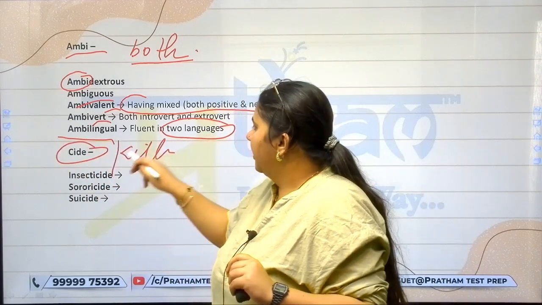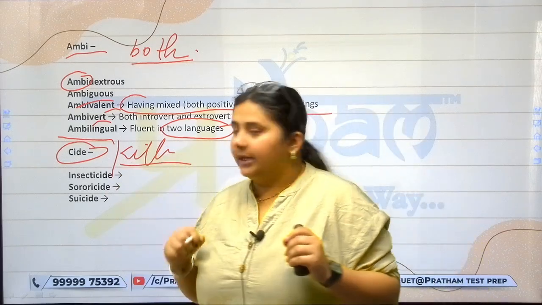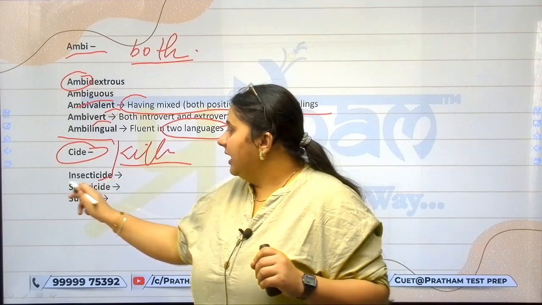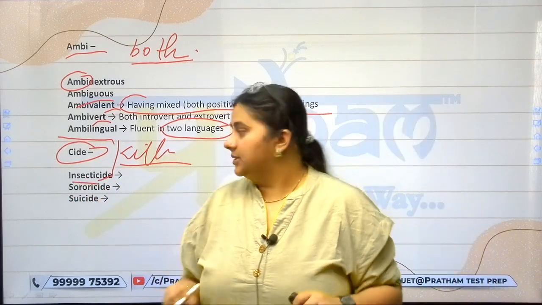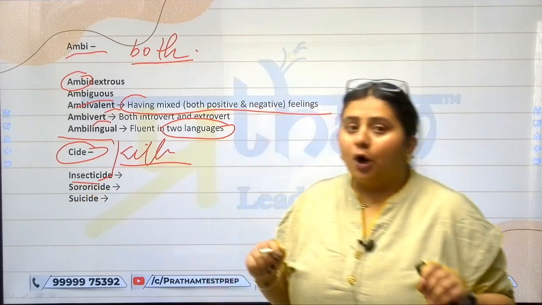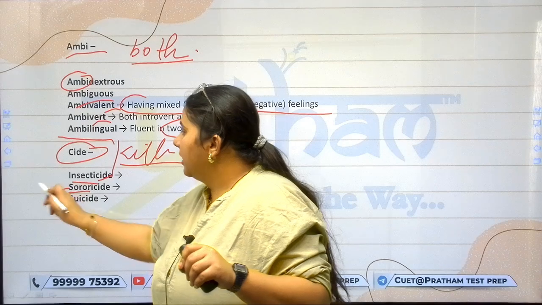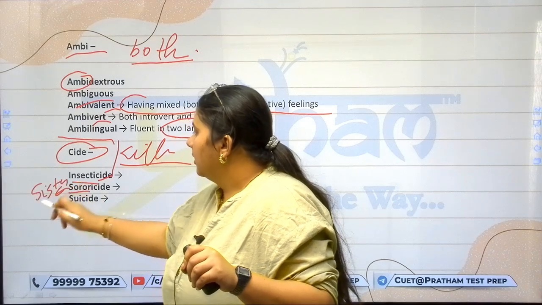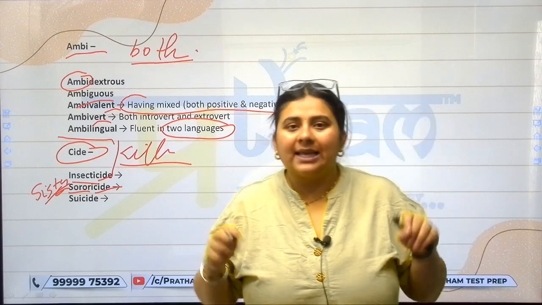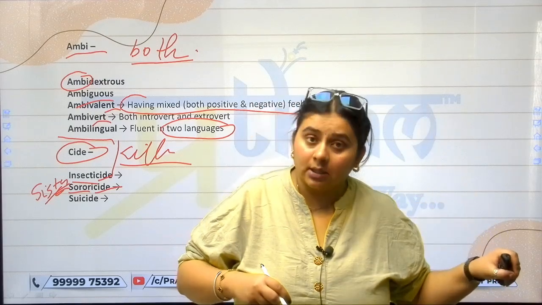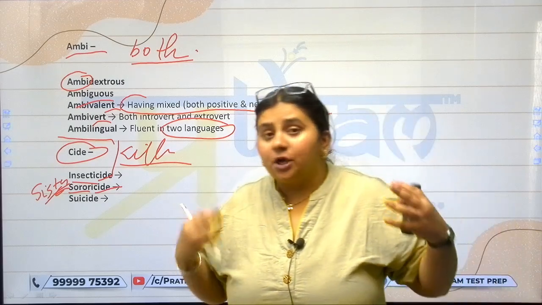Side stands for killing or to kill, like insecticide. Side is for killing, insecticides is for insect, right? Killing of insects is called insecticides. Sororicide: all you need to know is that sorori stands for sister and side is for killing. So, sororicide means killing of one's own sister. When you kill your own sister, that's called sororicide.